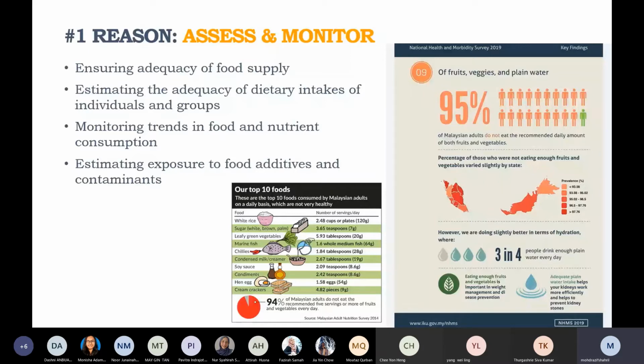So what is the most popular assessment of diet that you use to assess and monitor the population's nutritional status? What is the most popular venue that we use in Malaysia? Can anybody suggest? Anybody? What is the name of the event when we assess and monitor the population's dietary intake? Nope. So have you heard of Malaysian Adult Nutrition Survey?